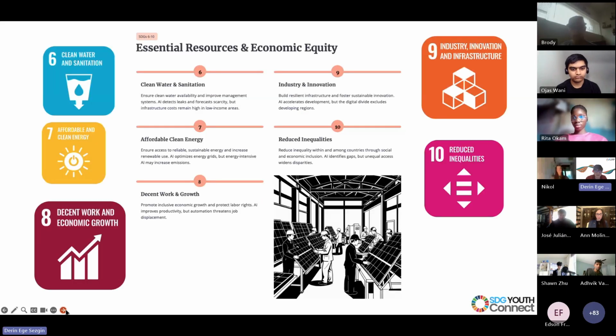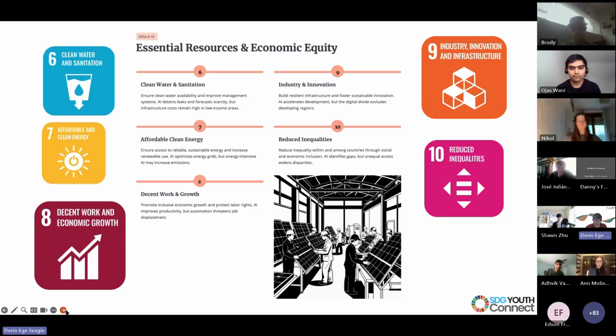Now, SDG 6 to 10, essential resources and economic equity. So SDG 6 addresses clean water and sanitation. This helps ensure clean water availability and improve management systems for sewage across the world. AI detects leaks and forecasts scarcity of water, but infrastructure costs remain high in low-income areas.